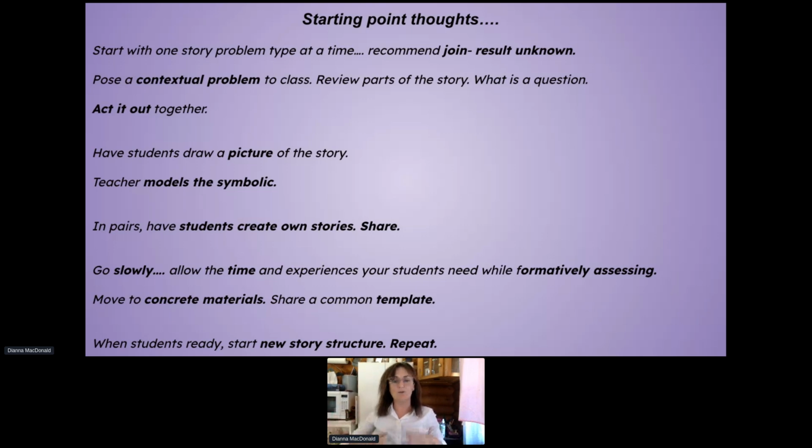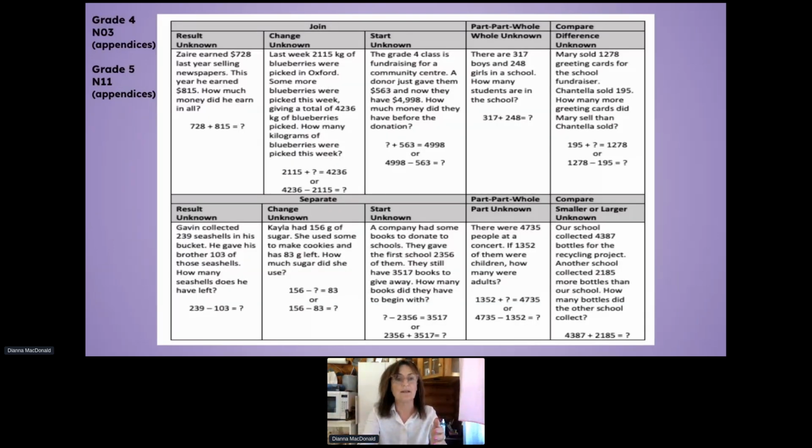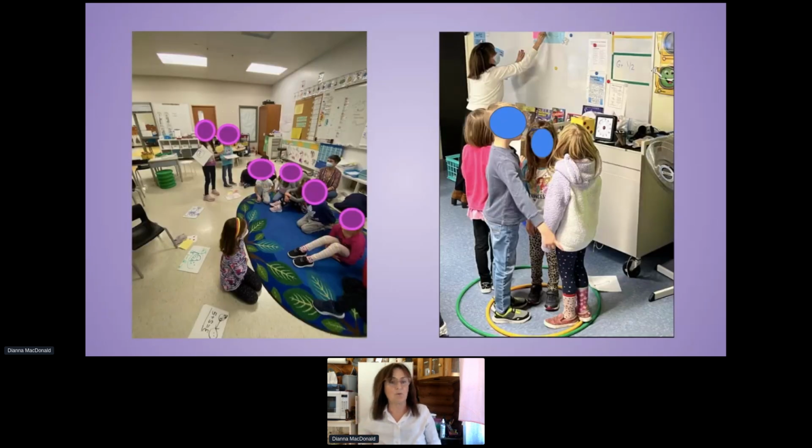And then when they're ready, you start your new story structure. So you move through that chart that we just had here, into perhaps a change unknown story structure after they've got the result unknown done and down. And you basically go through them all that way.